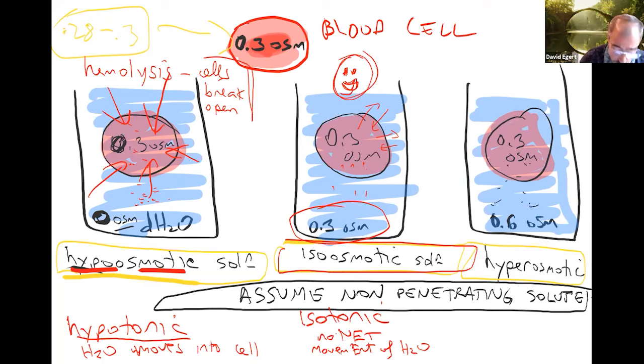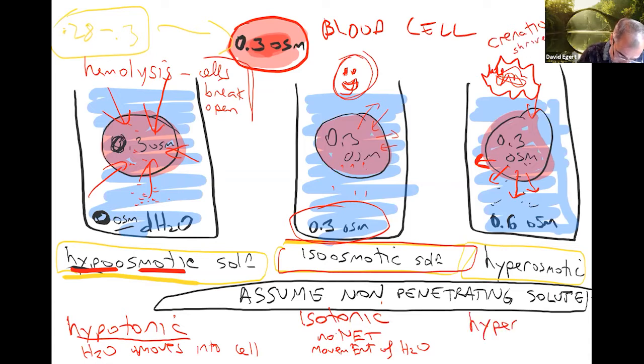So what about if you put this poor blood cell into these 0.6 osmolar? It's going to shrivel up. Yeah, the water's going to leave. The water goes to where it's more salty. We're going to get what we call crenation, where it gets all kind of shriveled up. And we call this a hypertonic solution. So H2O leaves the cell.